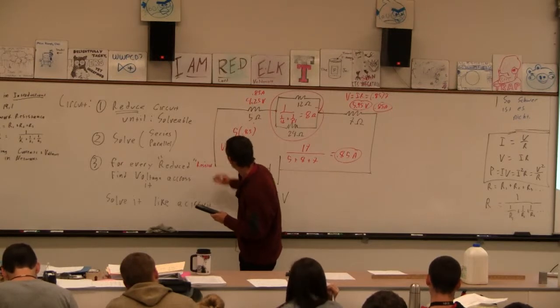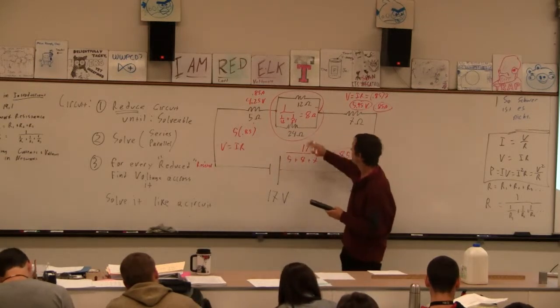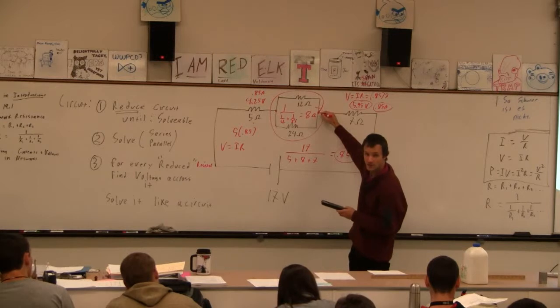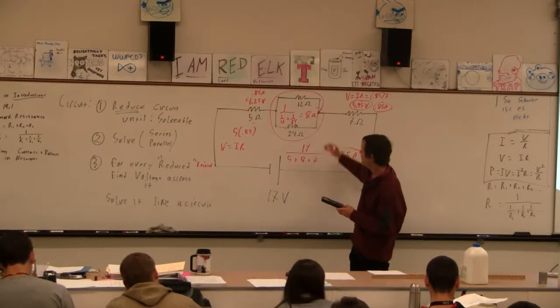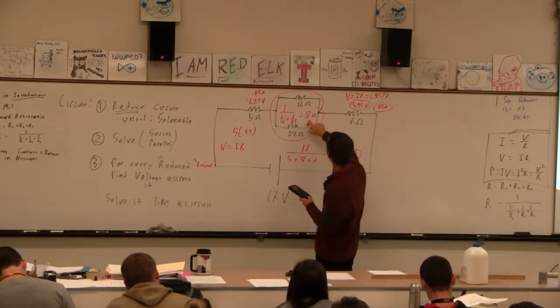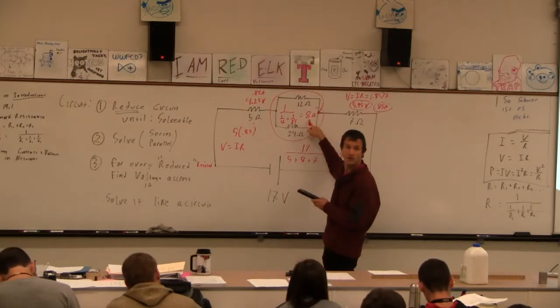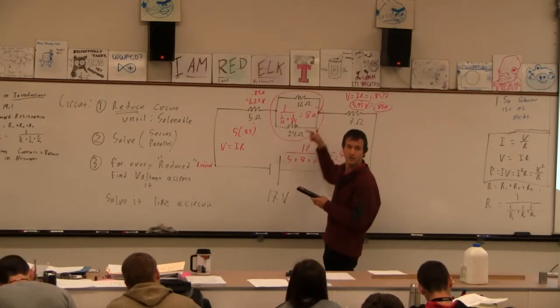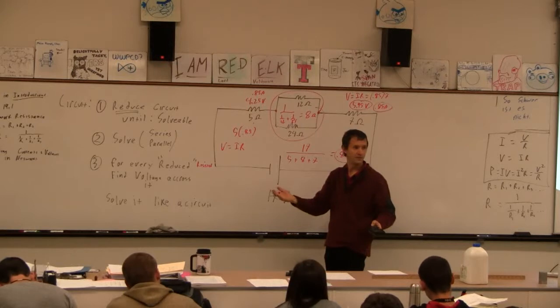is the missing word there. For every reduced resistor, find the voltage across it. So I'm going to find the voltage across this one. All right, so that voltage is going to be, well, I treat it as one resistor. It's just an 8 ohm resistor in a series circuit, right? Even though it's confusing, that's all it is, yes? Picture that in your mind.